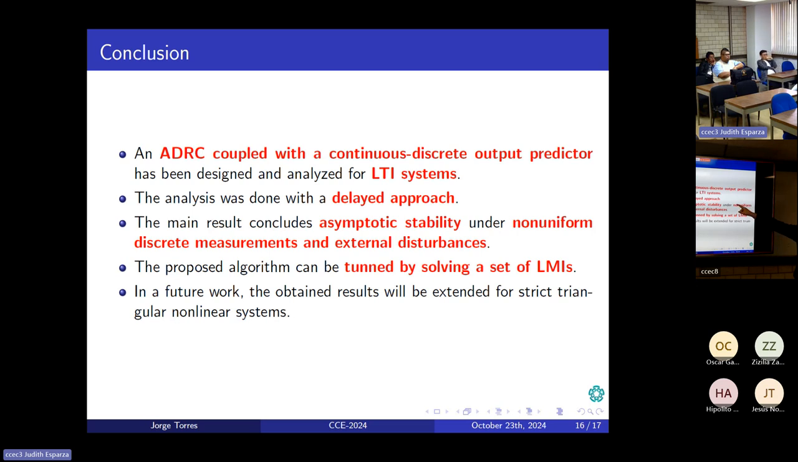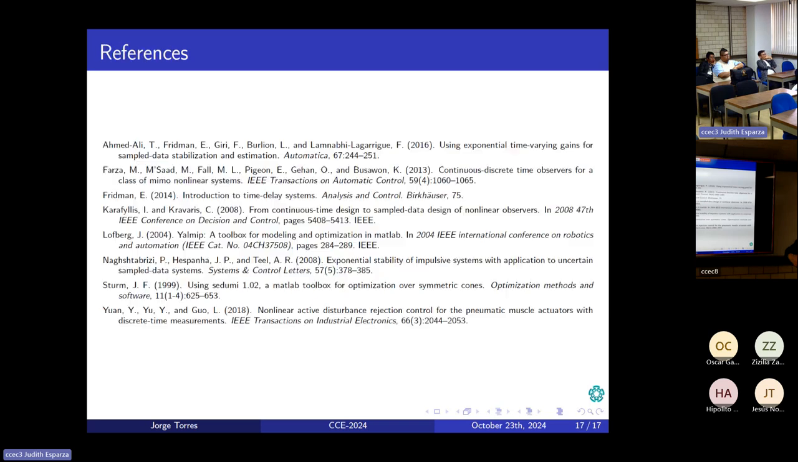This analysis was done in a delay approach. The main results conclude asymptotic stability under non-uniform discrete measurements and external disturbances. And furthermore, we design some criteria to tune the proposed algorithm by solving a set of linear matrix inequalities. And in future work, the obtained result will be extended to strict triangular nonlinear systems.